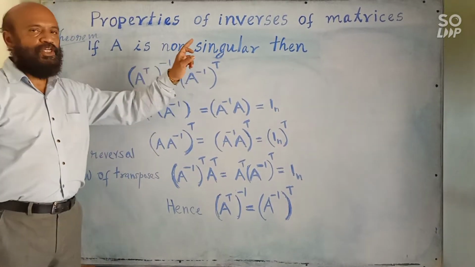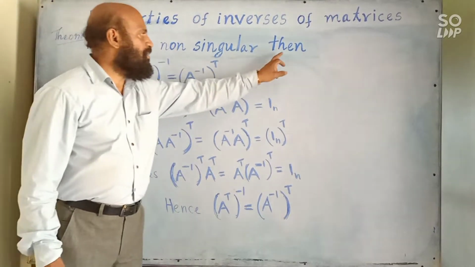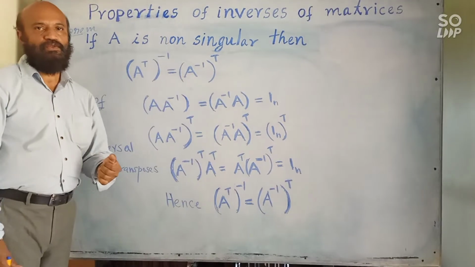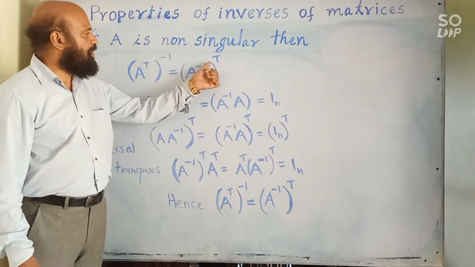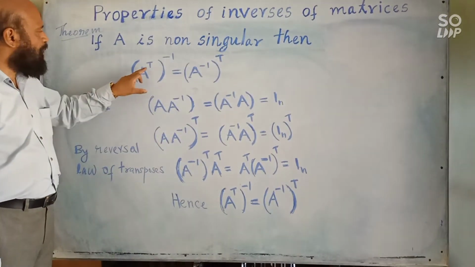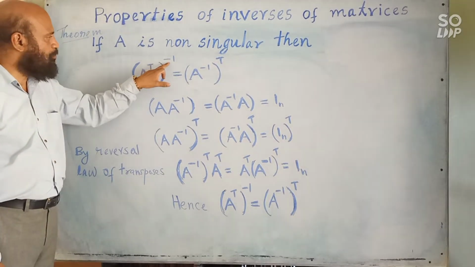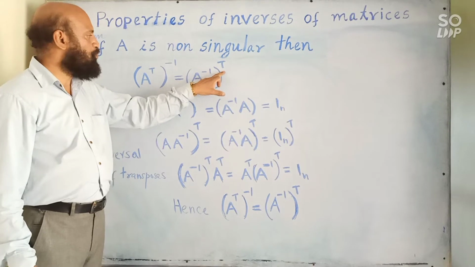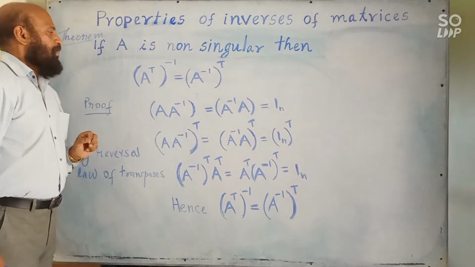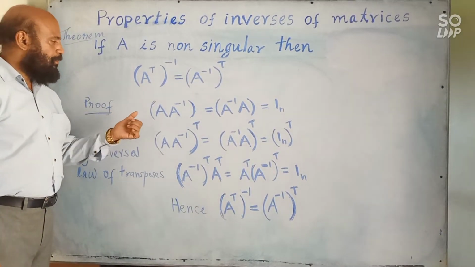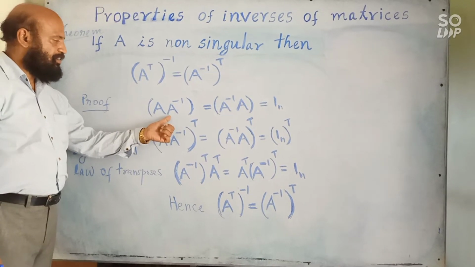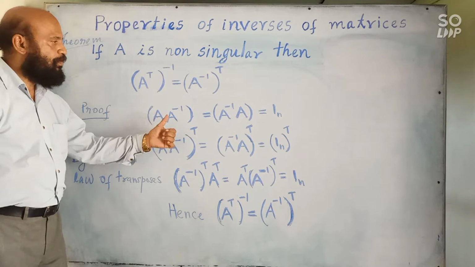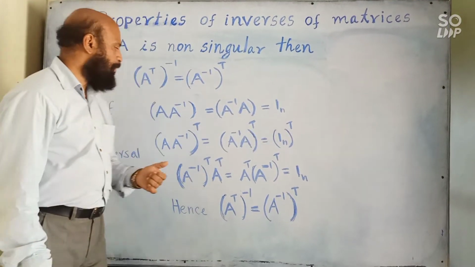If A is a non-singular matrix, then A transpose inverse will be equal to A inverse transpose. Here first we are taking the transpose, then taking the inverse. Here we are taking the inverse, then taking the transpose. Both are equal. Now, as per the definition of the inverse, we can write like this. A matrix multiplied by its inverse will be equal to identity matrix.